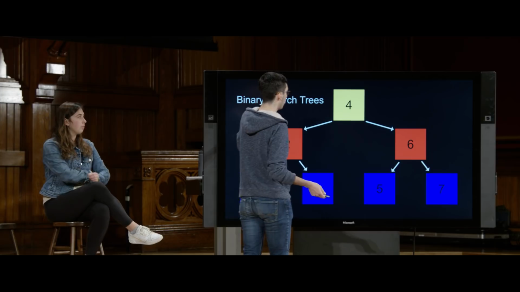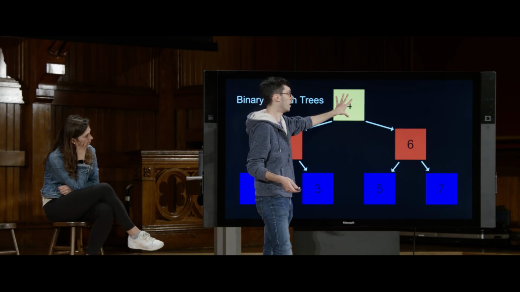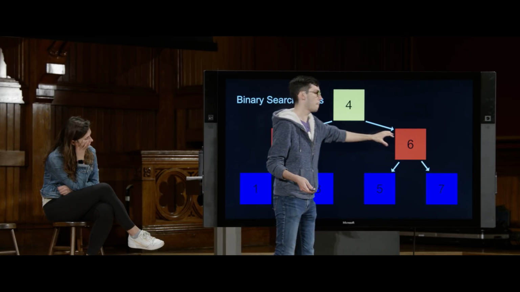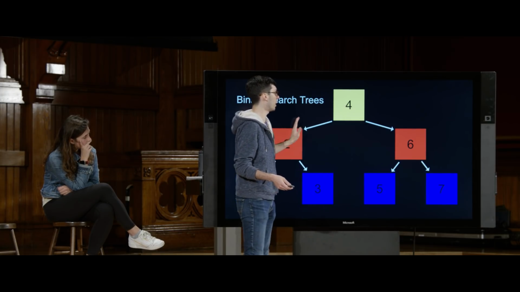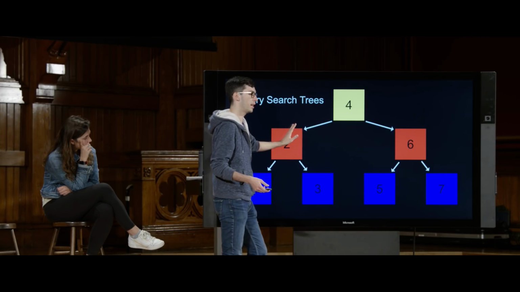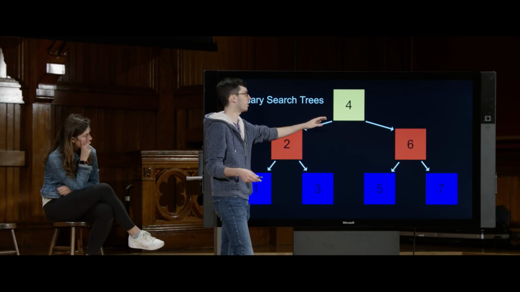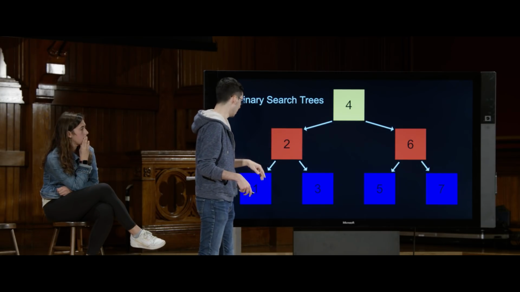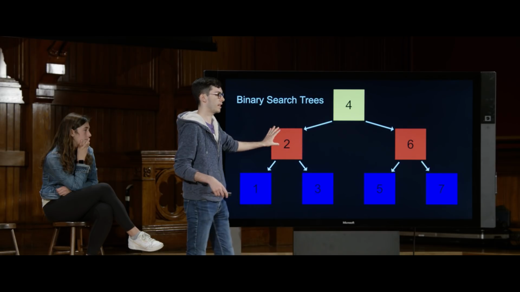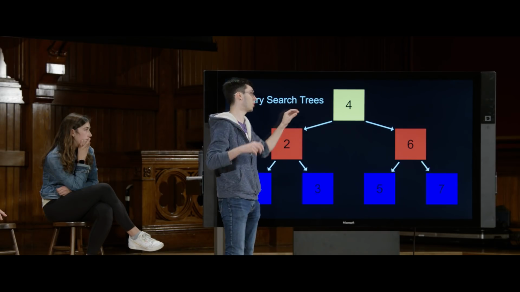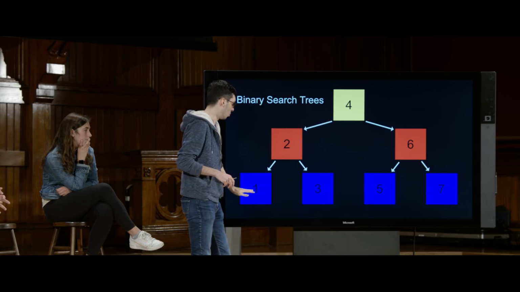A binary search tree is a tree where each node has maximally 2 children, and each child to the left of a node has to be less than or equal to, depending on the implementation. It can be strictly less than or equal to. Let's just say strictly less than. Each child to the left of each node is going to be strictly less than the value of that node. So here you see we have 4, 2, 1.